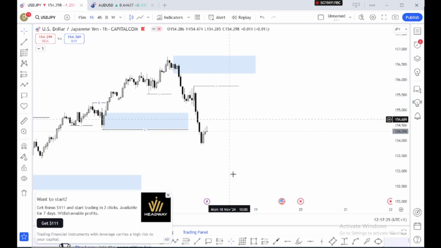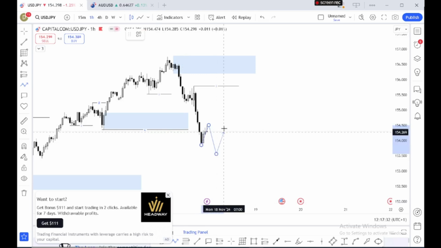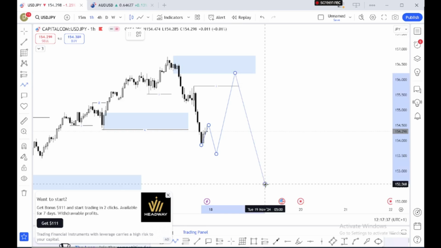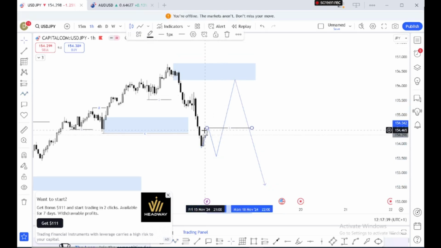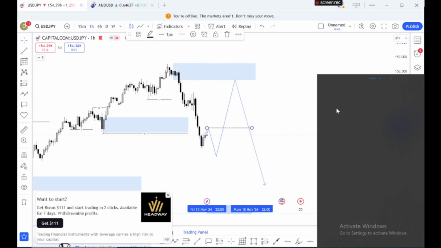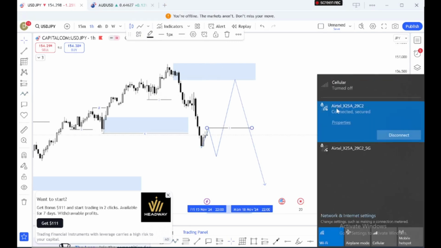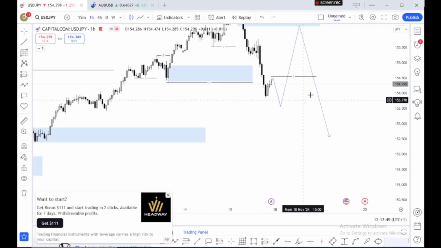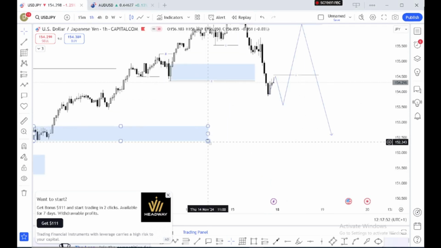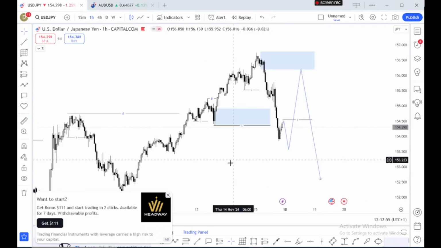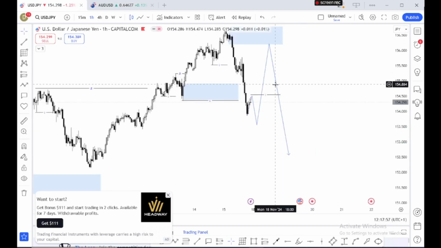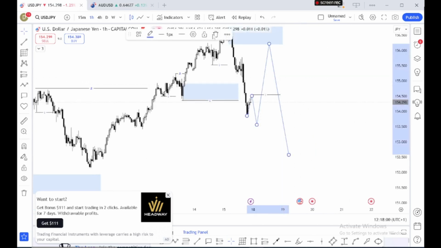Or if that did not happen and market creates another inducement, then I will still wait for it to happen like this, then sell. So this inducement will be shifted to this level. Those are the two scenarios that I will be expecting in this GBP JPY. This is not valid anymore, so we are not using it. This is what I'll be expecting in GBP JPY and USD JPY, sorry.